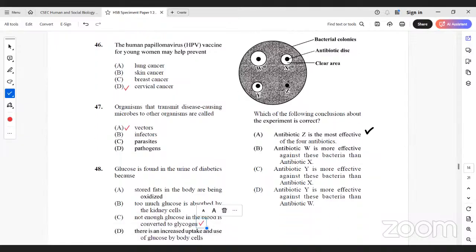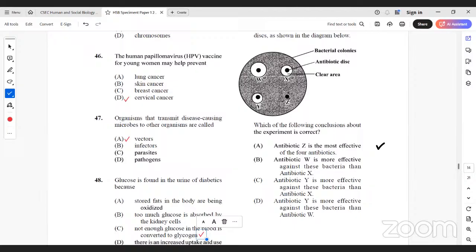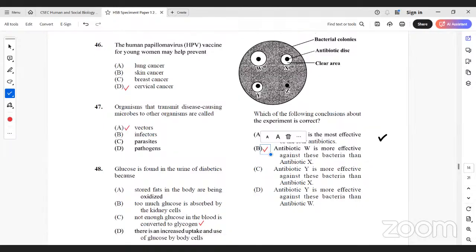So let's check this out. They have some explanations for us, and taking a quick read at this. B: antibiotic W is more effective against these bacteria than antibiotic X. Yes, that antibiotic has the largest clear area, which means that antibiotic worked the best. So that statement is correct. That statement is the best statement.